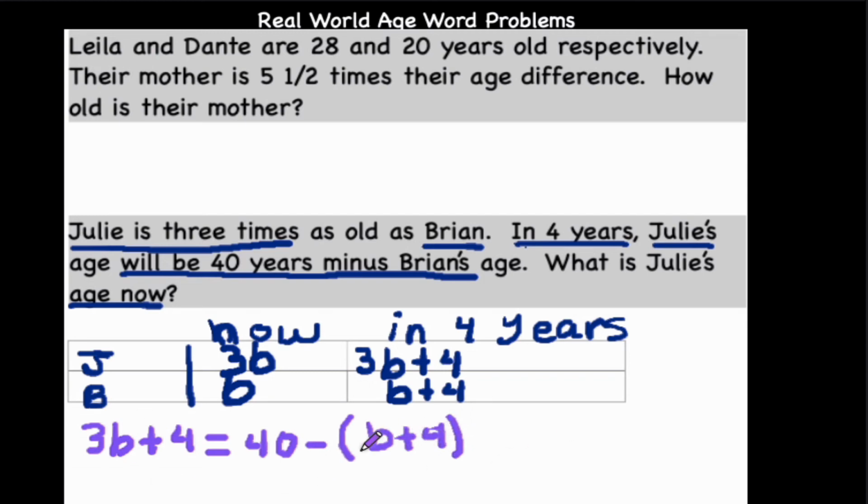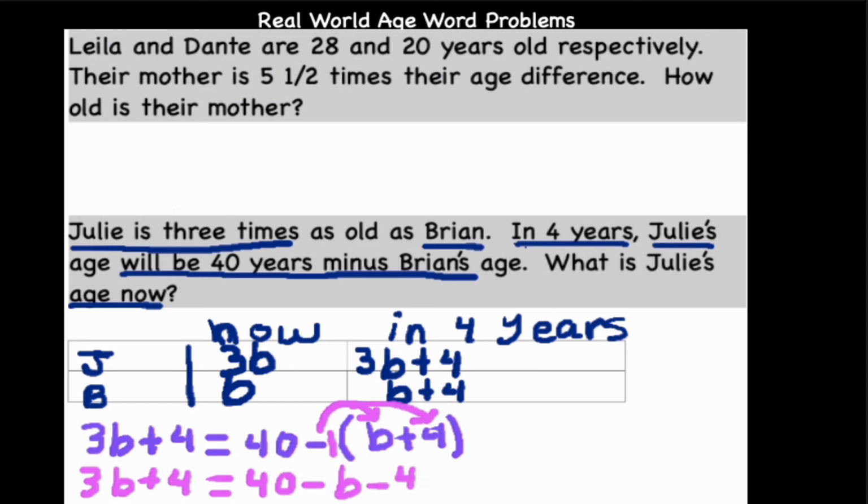Okay, so now what we're going to do is just go ahead and solve by distributing the -1 to each term within parentheses. So you can look at this as being a -1 out here. All right, so we have b and positive 4. All right, so knowing that, let's go ahead and rewrite this here. So we have 3b plus 4 equals, we have 40, -1 times b is simply -b. Negative of a positive is -4.